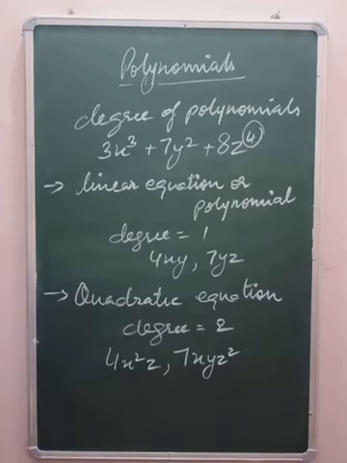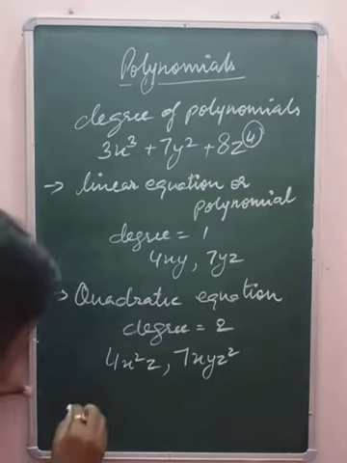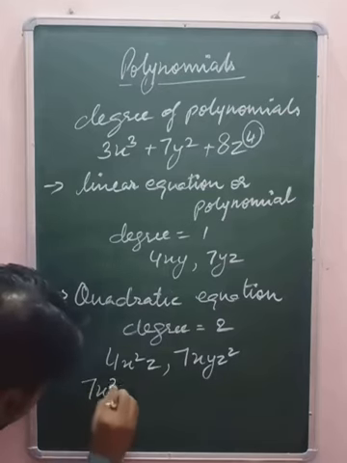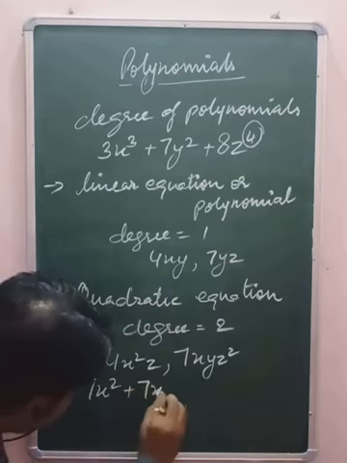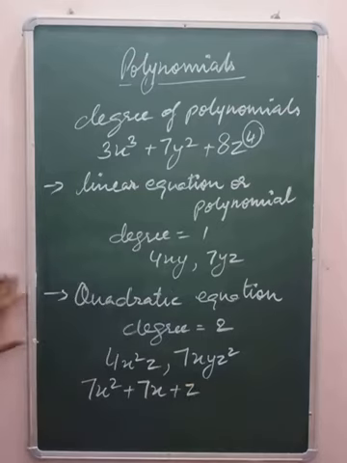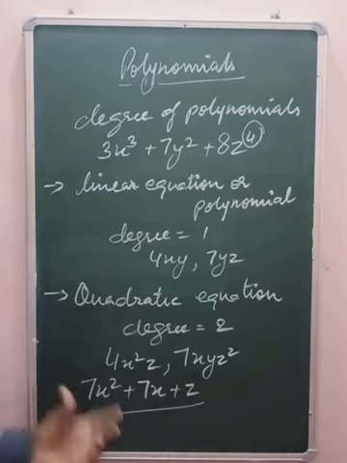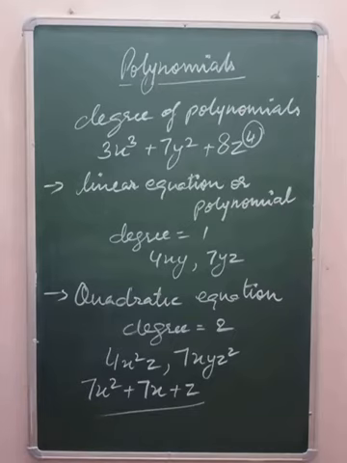It is not mandatory that it should be in monomials. It can be in binomials like this here: 7x square plus 7x plus z. It can be like this also. So the only thing is that in the given polynomial, the maximum power should be 2. That is known as the quadratic polynomial.